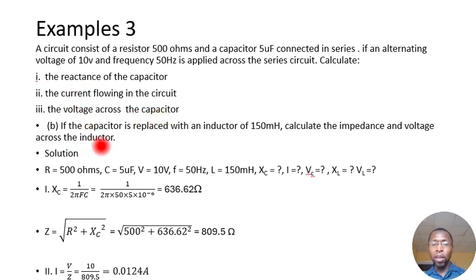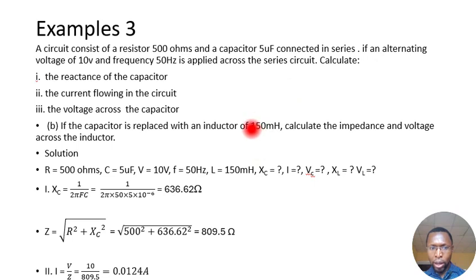The B part says if the capacitor is replaced with an inductor of 150 millihenry, calculate the impedance and voltage across the inductor. Okay, so let's write our parameters out. We are given resistance to be 500 ohms, capacitance to be 5 microfarad, the voltage to be 10 volts, frequency to be 50 Hz, and inductance to be 150 millihenry, as given in the question.